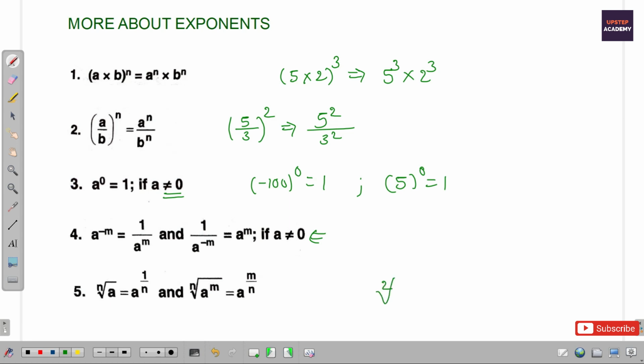Suppose the square root of 4 is equal to 4 raised to half, and here is another thing, the nth root of a raised to m is equal to a raised to m upon n. Suppose the cube root of 5 raised to 2 will be equal to 5 raised to 2 divided by 3, right? So this is the example of this note, and we have to apply all these rules in the numericals coming ahead.